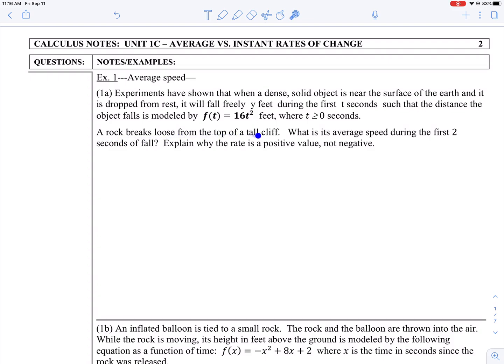A rock breaks loose from the top of the cliff. What is the average speed during the first 2 seconds? And then explain why the rate is a positive value and not a negative. So obviously I'm going to try to get a positive value here. If I don't, I've done something wrong.